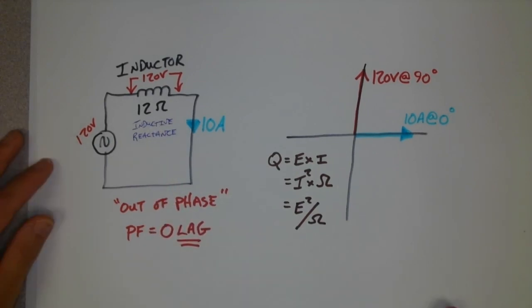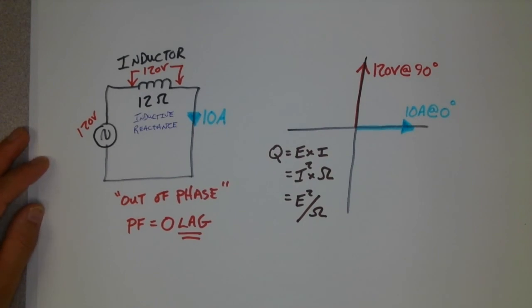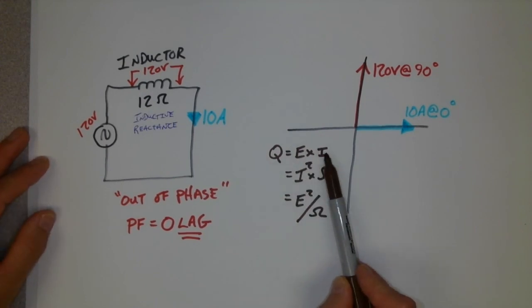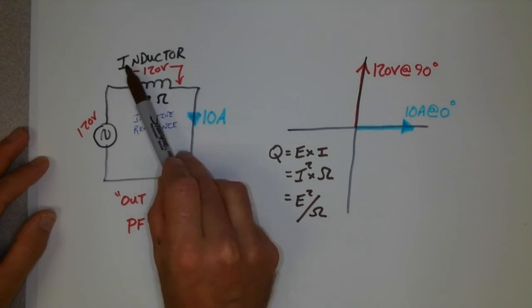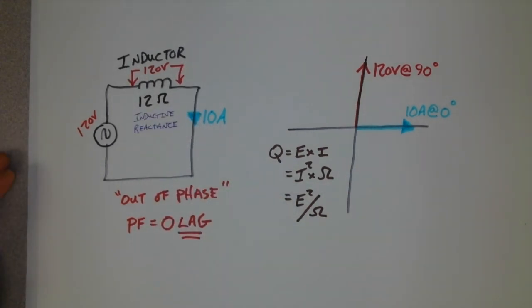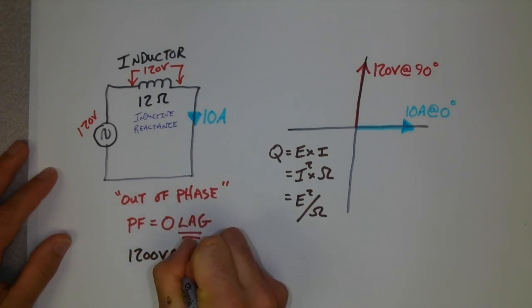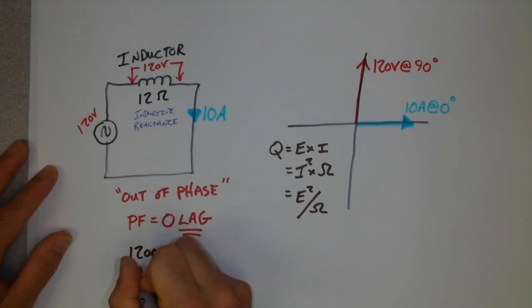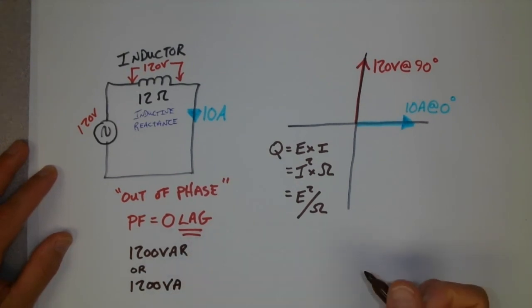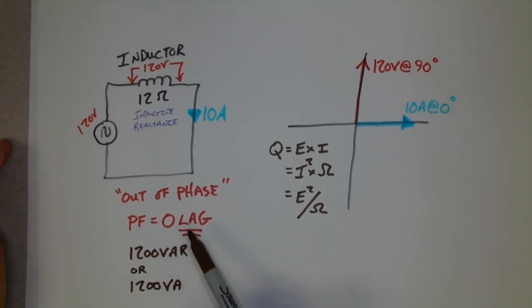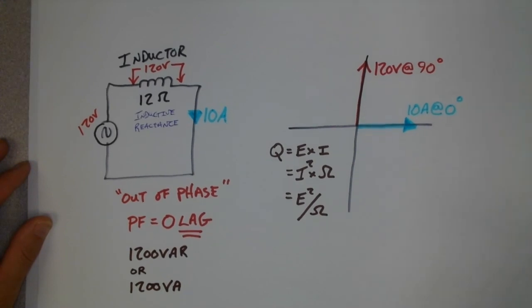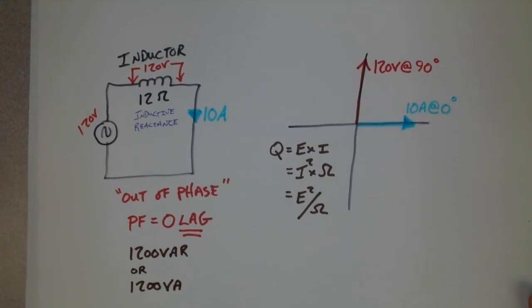So I'm going to do exactly what I did with the resistor. I'm going to take the voltage and the current that is flowing through and measured across and multiply them together, and we get 1200 VAR. Another way to write this would be to say it's 1200 VA. This is a 1200 VA load with a power factor of 0 lag. Inductors are always considered to be a lagging component.